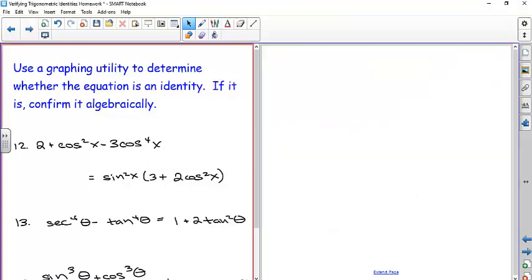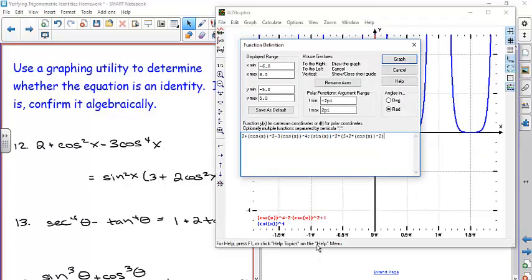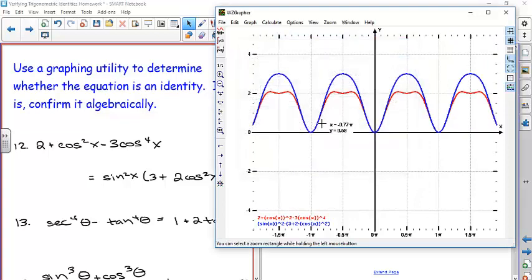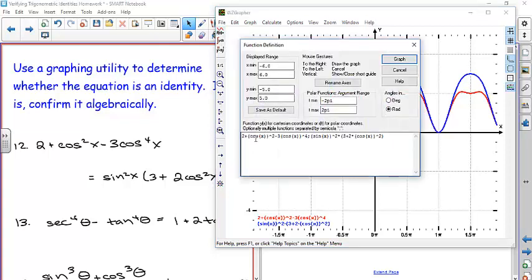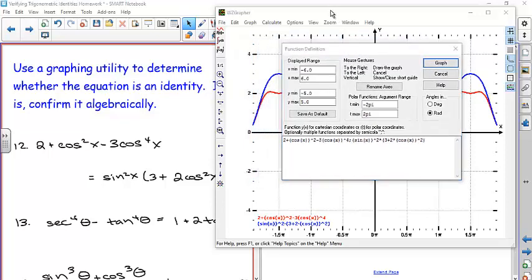And let's just make sure I did that right. I think I did. Graph it, see if they're the same. Ooh, something's wrong. Either they're not an identity, or most likely I just did this wrong. 2 plus cosine squared minus 3 times cosine to the fourth. The second one is sine squared times 3 plus 2 cosine squared. It looks right.